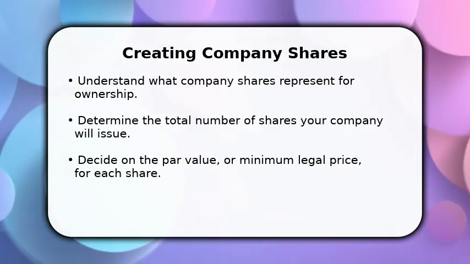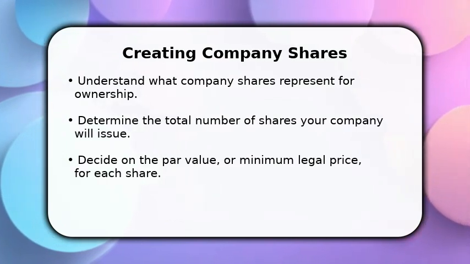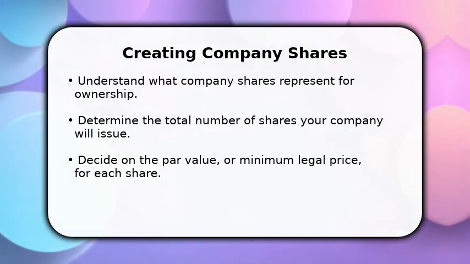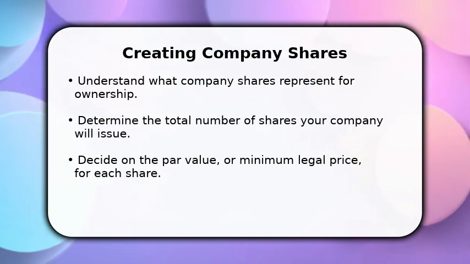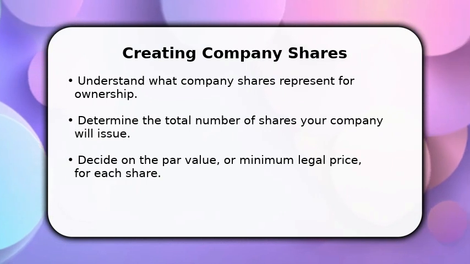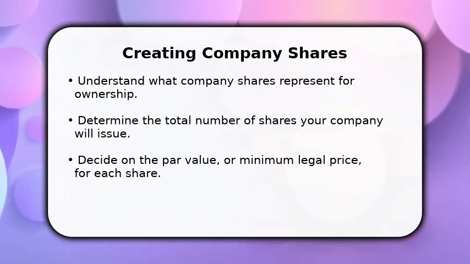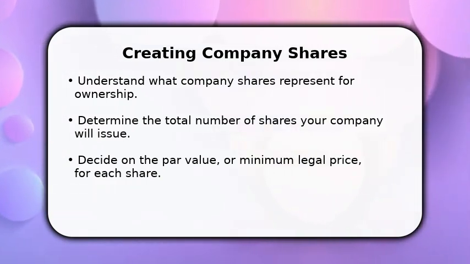In this video, I will explain how to make shares of your company using an easy method. First, understand that shares represent ownership in your business. You will need to decide on the total number of shares your company will issue, perhaps 1 million shares. Next, set a par value for each share, which is the minimum legal price, often 1 cent per share. This foundational step is crucial for establishing your company's equity structure.